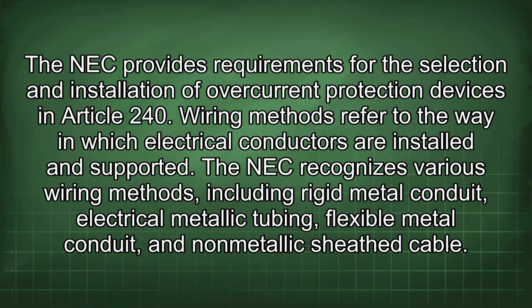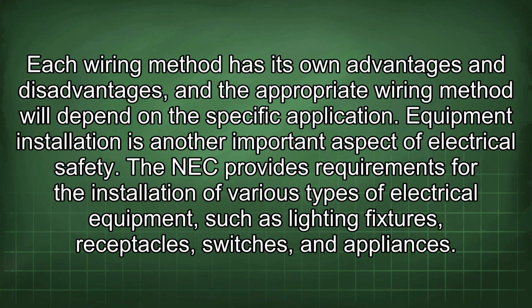Wiring methods refer to the way in which electrical conductors are installed and supported. The NEC recognizes various wiring methods, including rigid metal conduit, electrical metallic tubing, flexible metal conduit, and non-metallic sheathed cable. Each wiring method has its own advantages and disadvantages, and the appropriate wiring method will depend on the specific application.